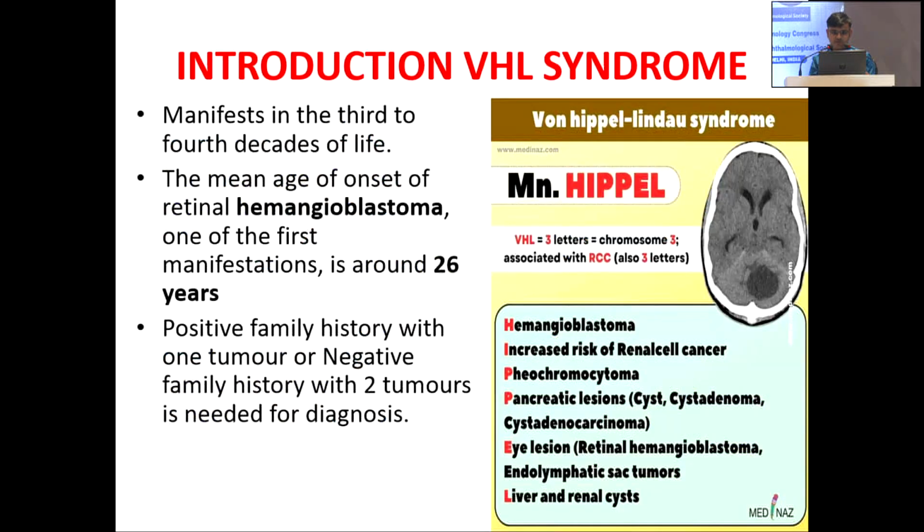Well, in our case, it was a case of von Hippel-Lindau syndrome, which presents to us with hemangioblastomas, increased risk of renal cell cancer, pheochromocytoma, pancreatic lesions, eye lesions, endolymphatic sac tumors, liver and renal cysts. It generally manifests within the 3rd to 4th decade of life, while the mean age of onset of retinal hemangioblastoma, which is one of the first manifestations, is around 26 years.